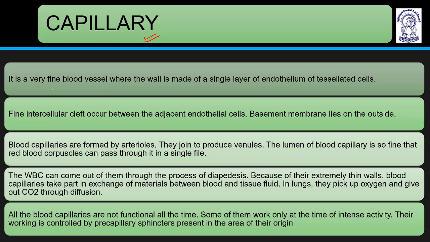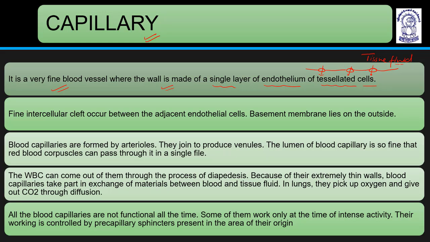Capillaries. It is a very fine blood vessel where the wall is made up of a single layer of endothelium of tessellated cells. Tessellated cells means the epithelium is an arrangement of cells having some pores. So this tessellated epithelium helps to control the amount of tissue fluid.